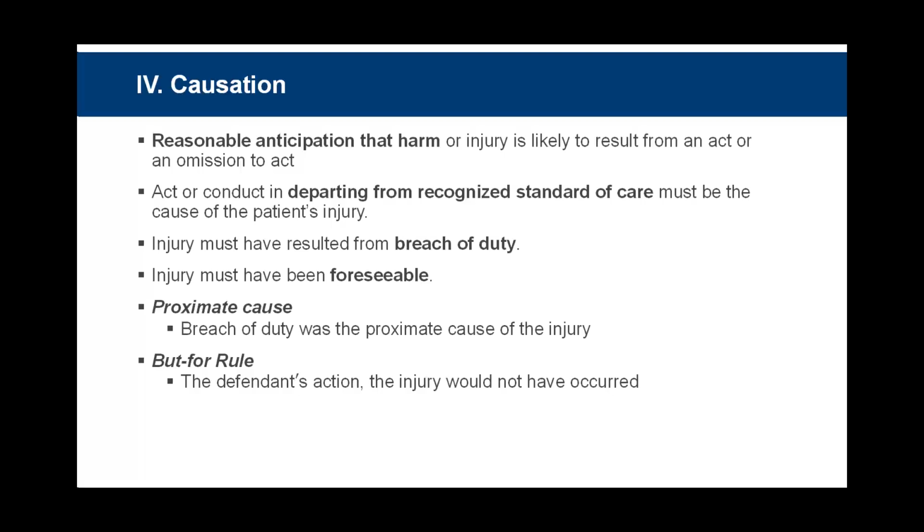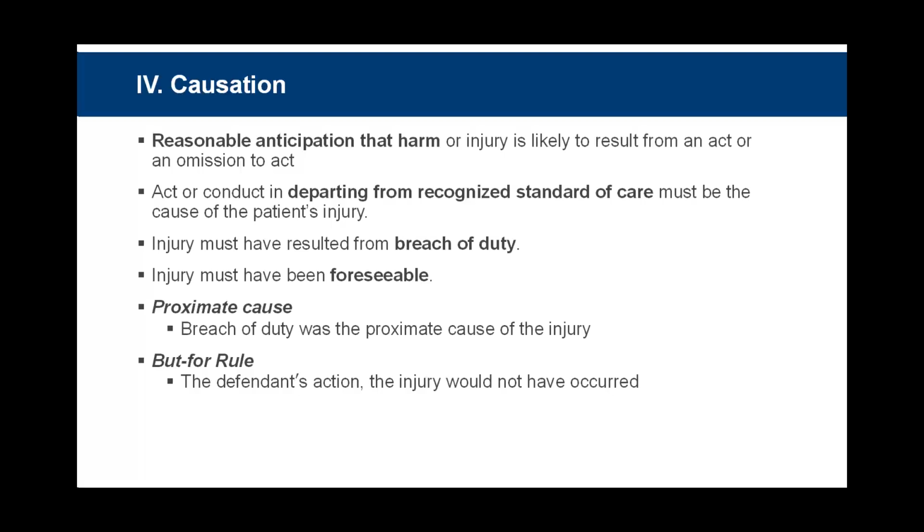Causation. In this topic, we delve into two pivotal concepts in negligence law: foreseeability and proximate cause. First, let's discuss reasonable anticipation. This refers to the expectation that harm or injury is likely to result from an act or an omission to act. In other words, healthcare professionals must anticipate potential risks associated with their actions or inactions.